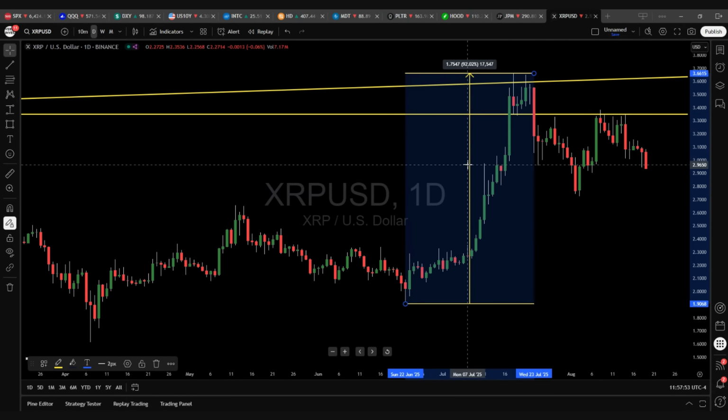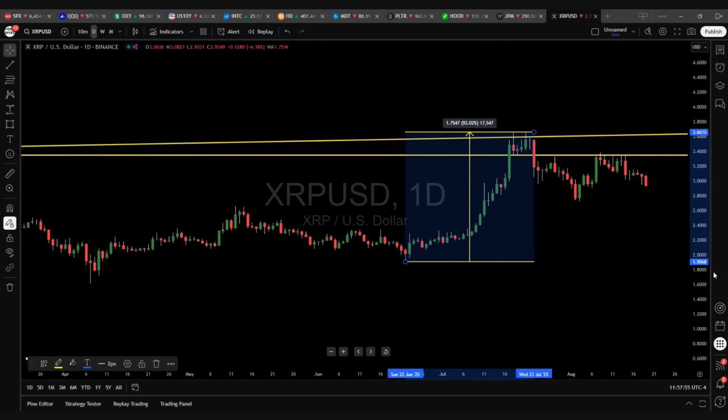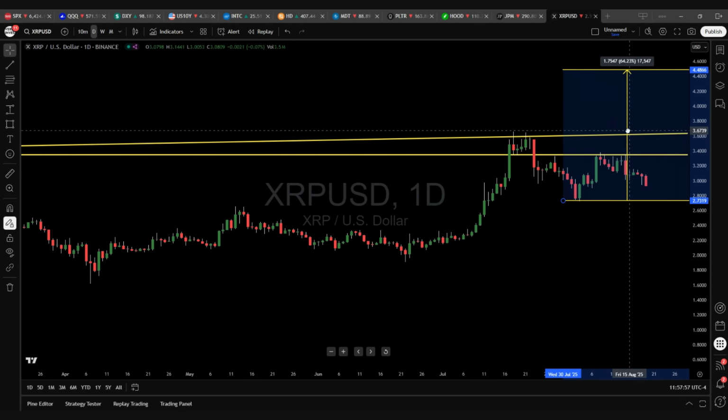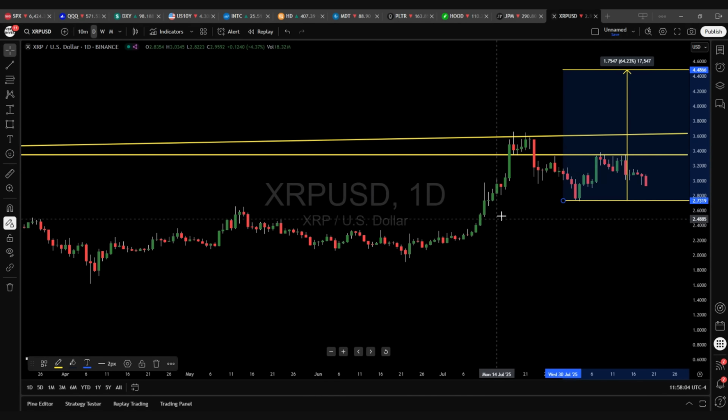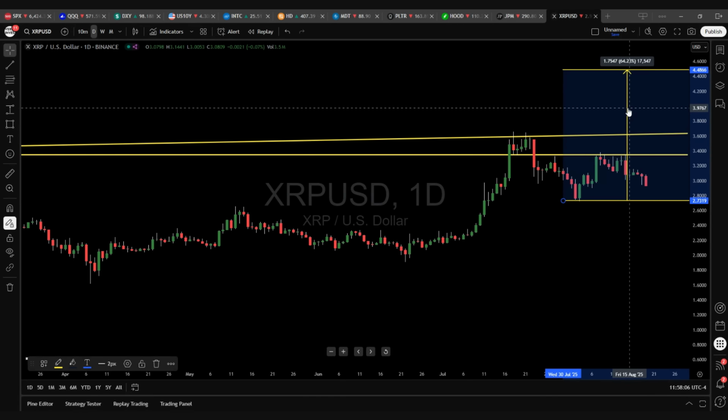And again, I don't know if it will be, but if it is, we basically take that same distance. And again, you always take the low of the pullback, and this would give me a $4.50 target on XRP. Okay.